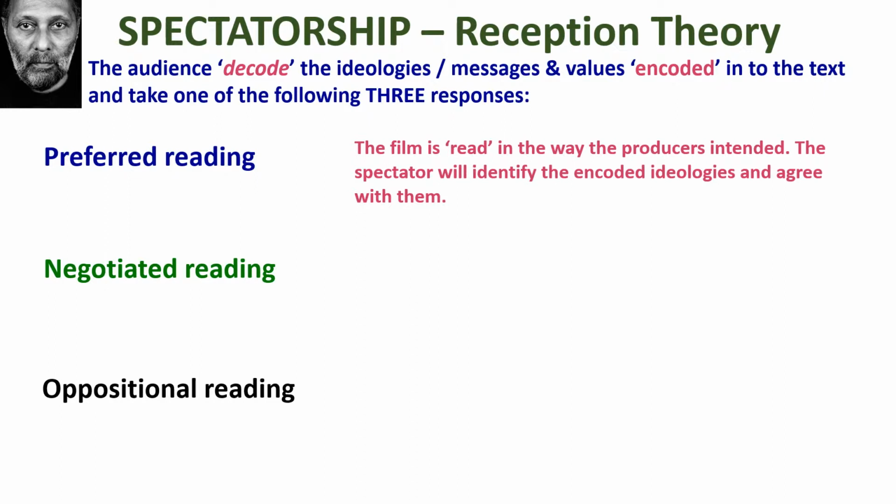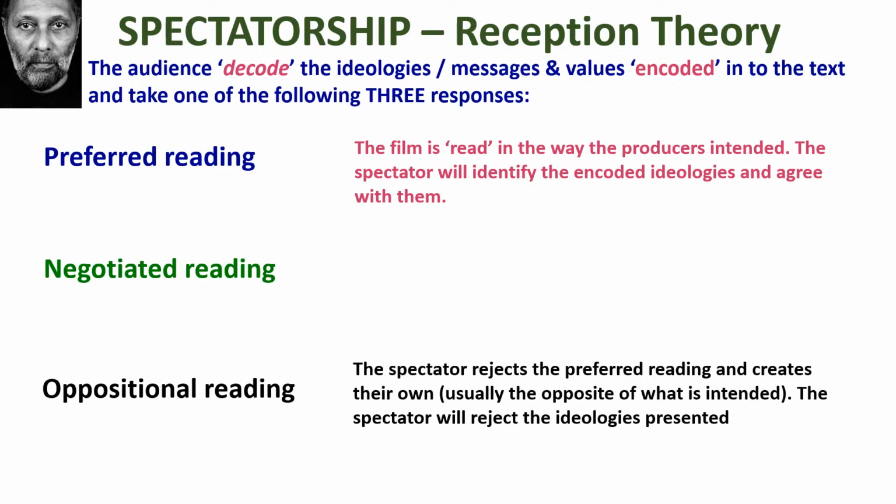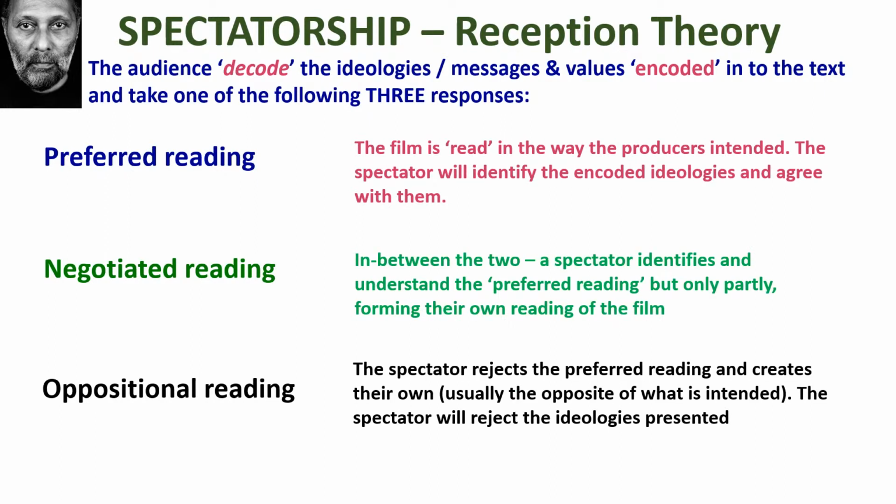The first one is preferred reading. The film is read in a way that the producers intend. The spectator will identify the encoded ideologies and agree with them. We have negotiated reading, which is in between preferred and oppositional. So in between the two, a spectator identifies and understands the preferred reading, but only partly, and they form their own opinion or reading of the film. And an oppositional reading, the spectator rejects the preferred reading and creates their own, usually the opposite of what is intended. The spectator will reject the ideologies presented.